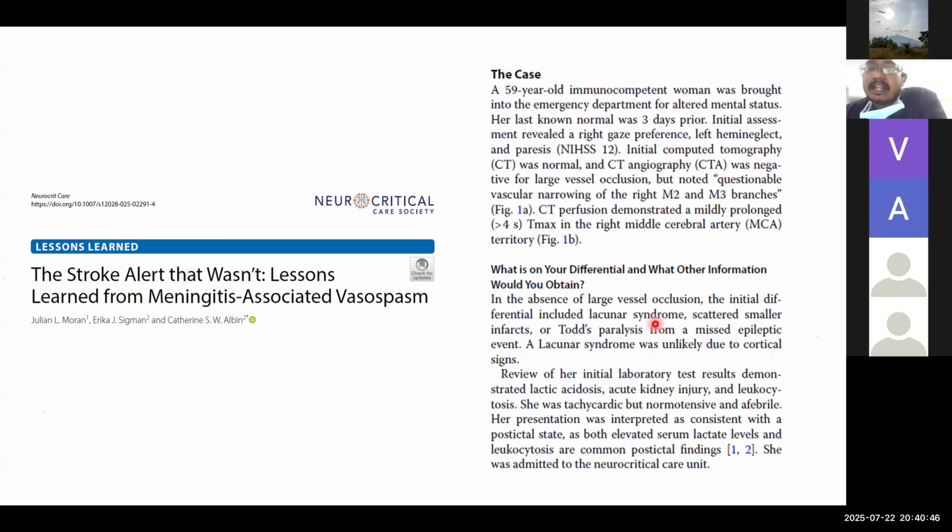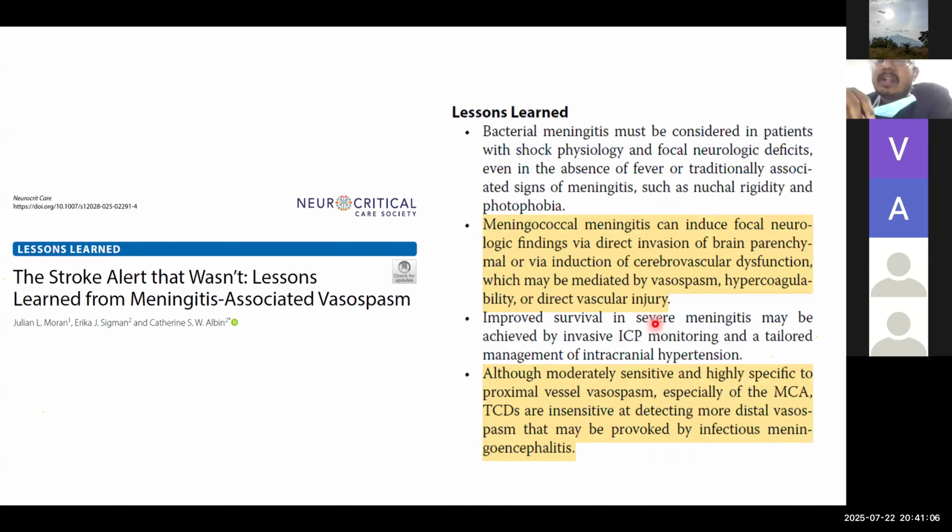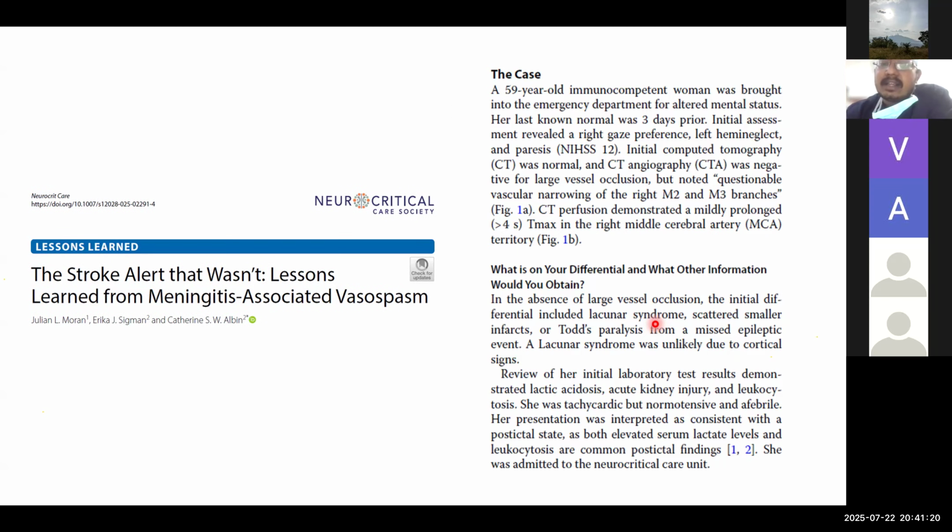Then when clinical examination was done further, they found that the patient was tachycardic, normotensive and afebrile, with elevated lactates and leukocytosis. They were surprised: afebrile, but tachycardic and normotensive. On probing further, they found the patient was suffering from meningococcal meningitis. When they looked back, it was the meningococcal meningitis that had caused this tachycardia and elevated lactate levels, and that is the reason for the stroke she had.